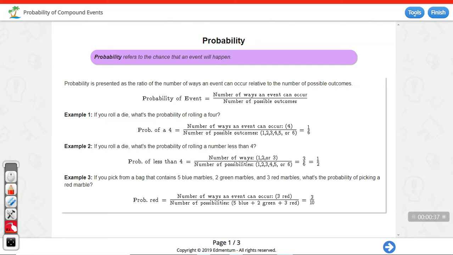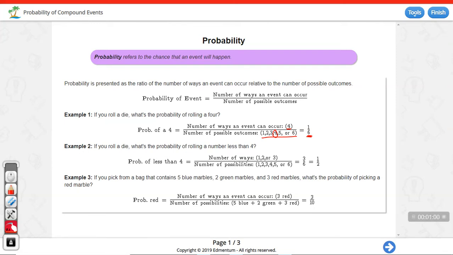For example number one, if you roll a die, what's the probability of rolling a 4? Well, if we roll a die, how many options are there? You've got an option of 1, 2, 3, 4, 5, or 6. That's a total of 6 possibilities. However, we wanted to know how many of those possibilities are 4. Well, it's just one 4 on a 6-sided die, so that is 1 out of the 6 possibilities.